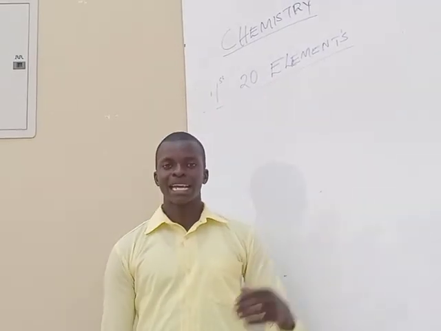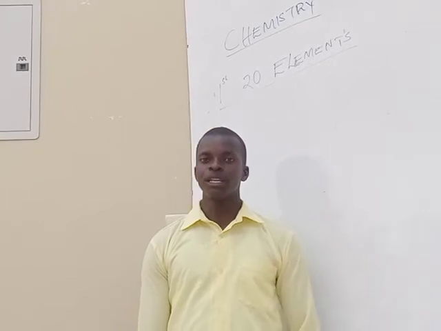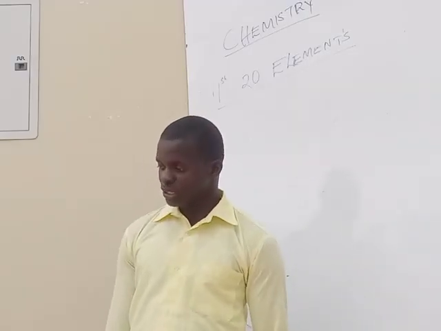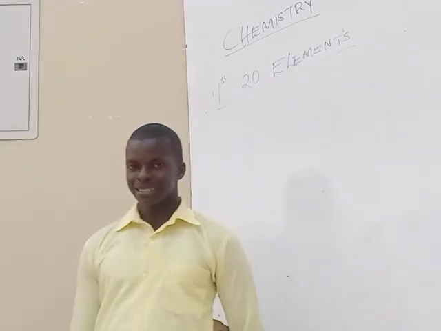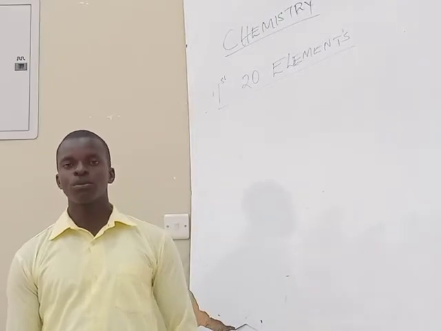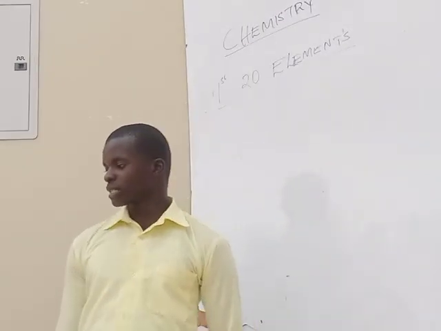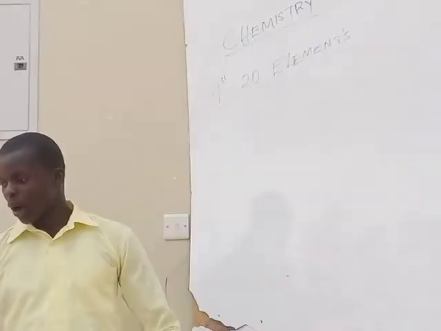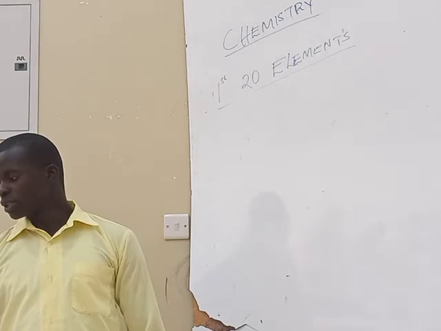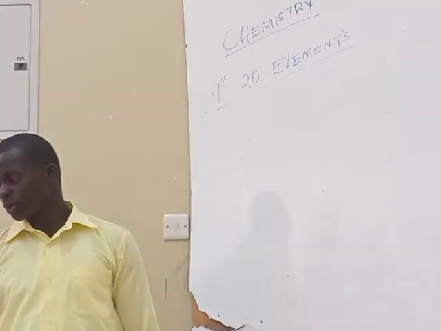Then we gave the characteristics of each of the three subatomic particles. We say that we have protons, which are positively charged. They are found in the center of the atom, which is called the nucleus. They have a relative mass of one. And the number of protons of an element is what is called the atomic number.